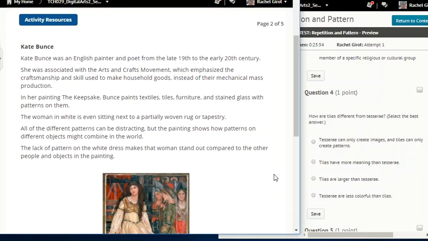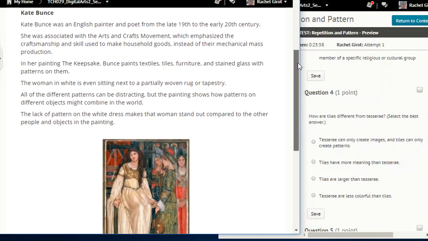Kate Bunce was an English painter and poet from the late 19th to early 20th century. She was associated with the arts and crafts movement, which emphasized the craftsmanship and skill used to make household goods instead of their mechanical mass production.